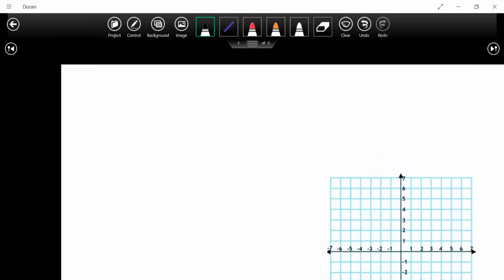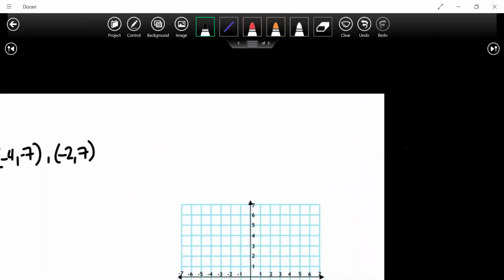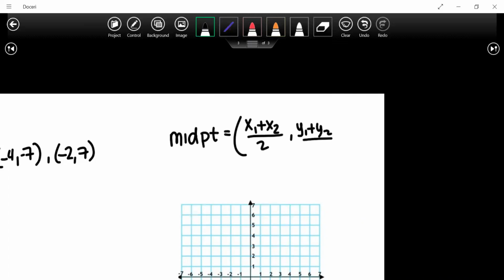The other one I want to be able to do is, let's say for number 9, for a midpoint. (-4, -7) and (-2, 7). Our midpoint formula is going to be x1 plus x2 over 2, y1 plus y2 over 2. So that's the equation we want to be able to use.